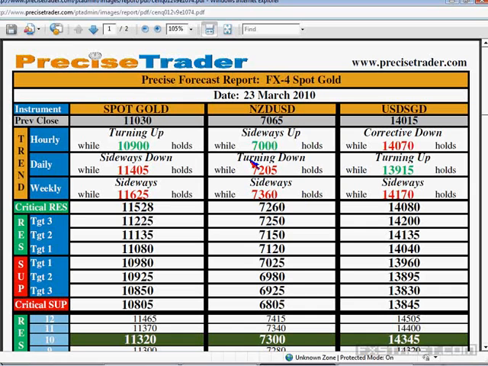So let's look at this hourly trend. Basically, you can use any one of these three time frame trends, and you can follow it accordingly, whichever time frame you are interested in or following. The hourly tells you it is sideways up while the 70 figure holds. So basically what it means is, as long as the price doesn't go below 70, the price should be going up. That's what it means.